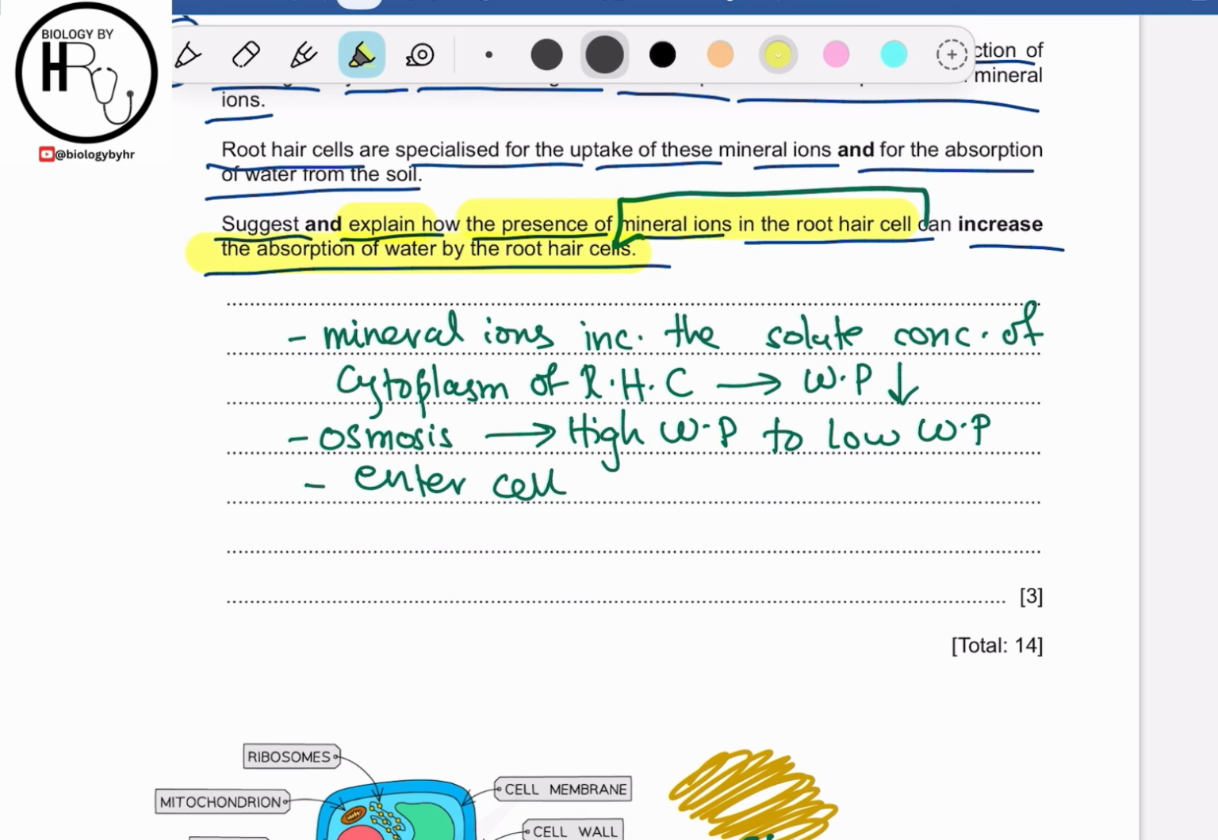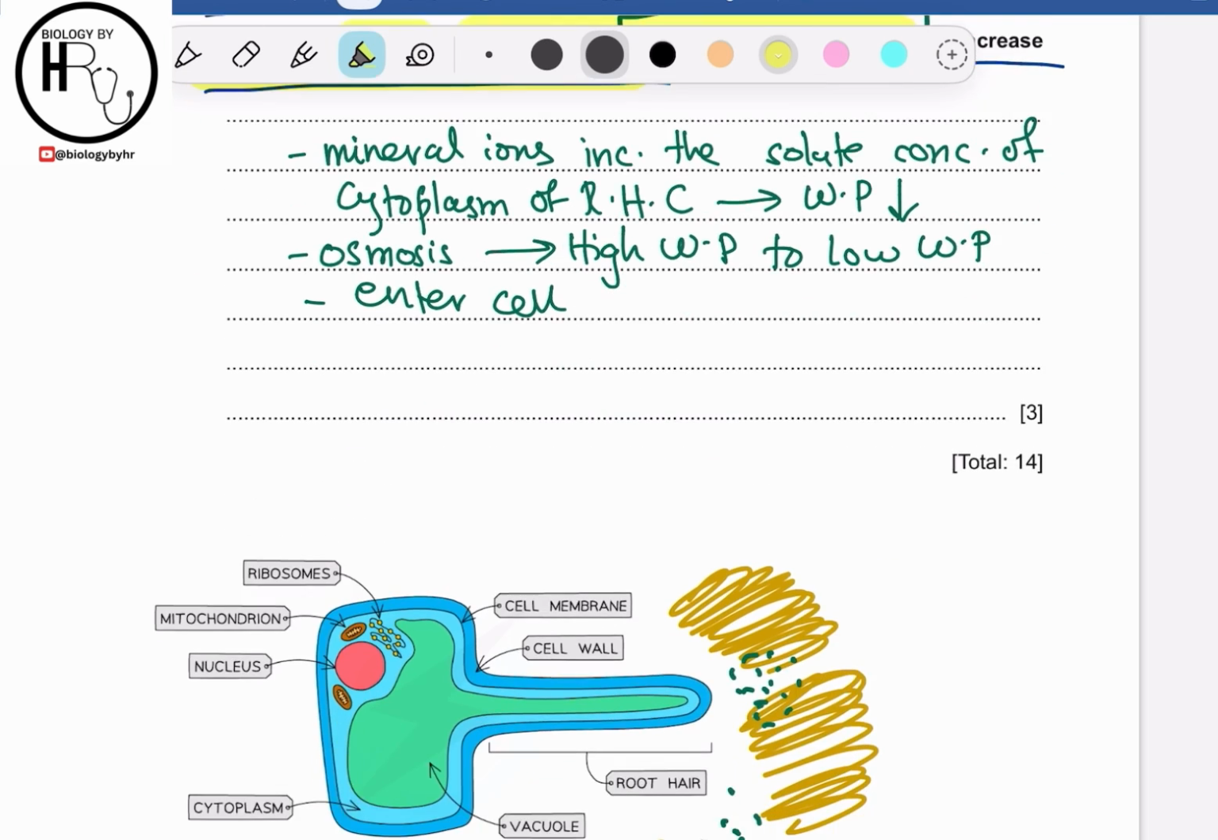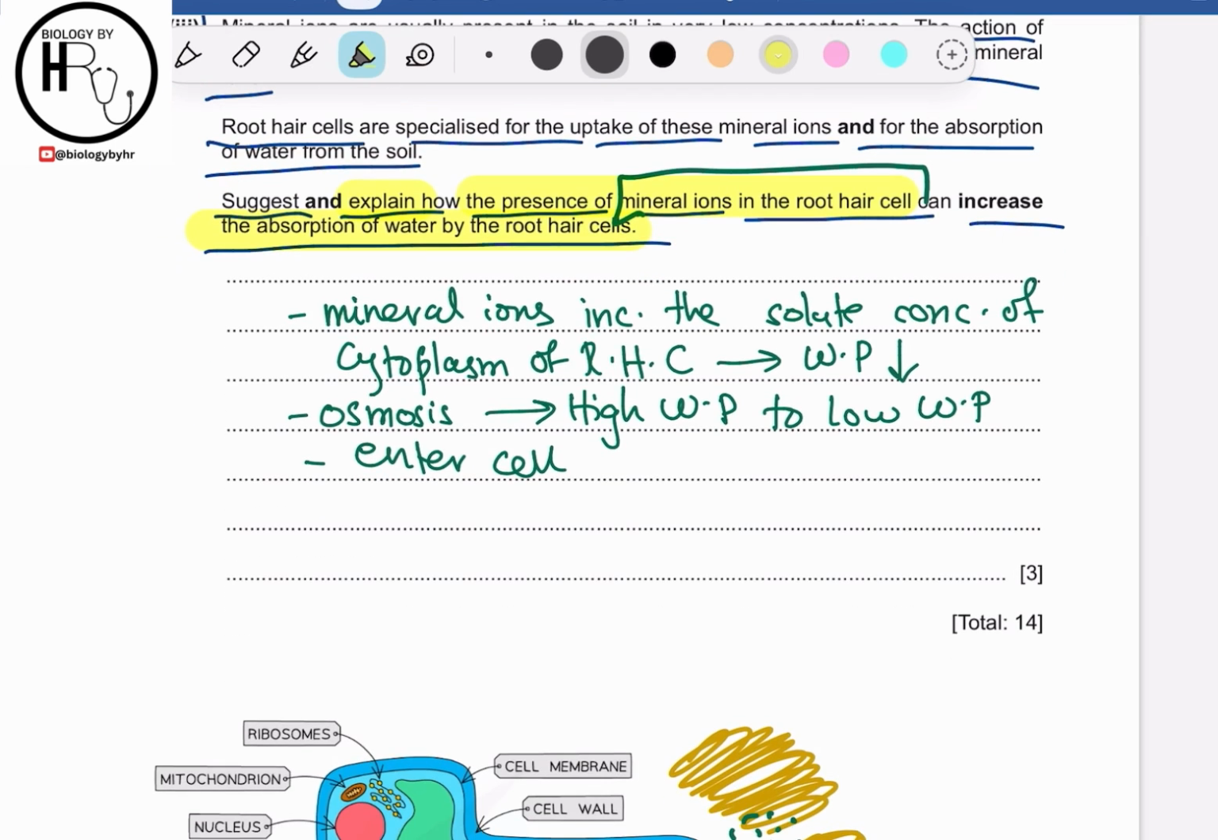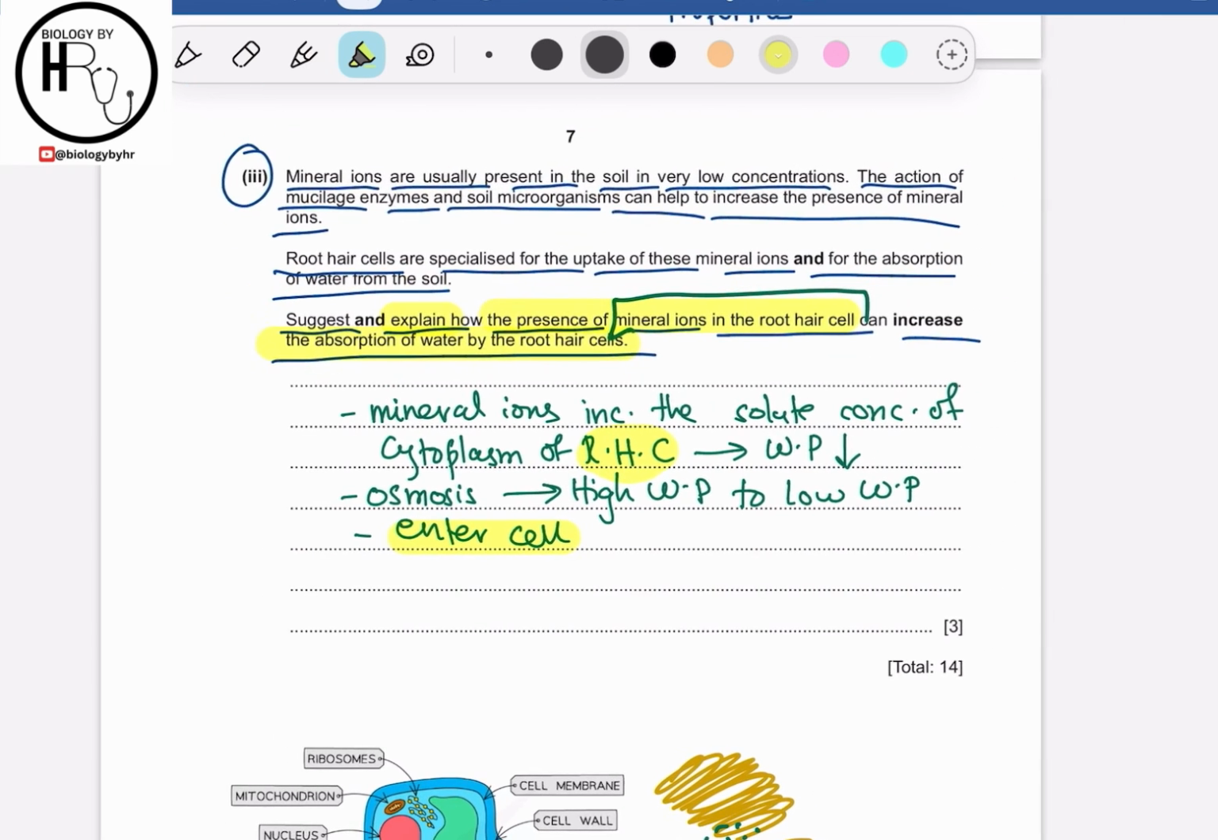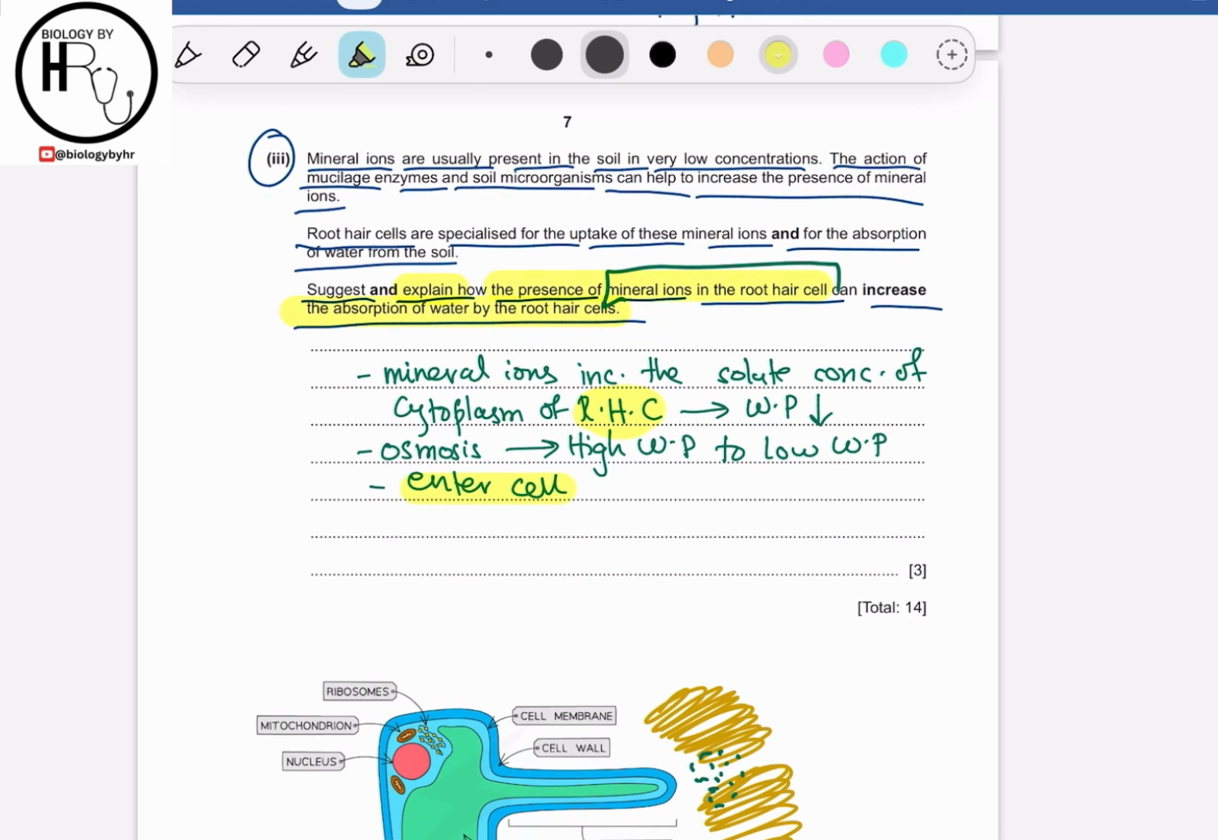I hope that you got the answer: when the mineral ions enter the root hair cells, they lower the water potential of the cytoplasm inside the root hair cells, and this creates a steeper water potential gradient between the soil and the root hair cell. As a result, the water enters the cell by osmosis, right? So this is basically how you are supposed to answer this part of the question.